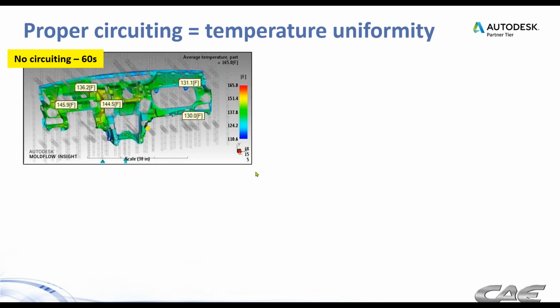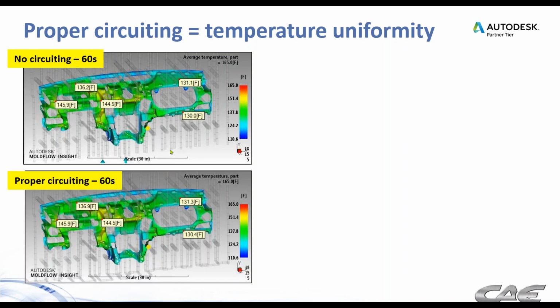And then if we look at the temperature uniformity in the part itself, not just in the coolant, when we have no circuiting, again, that's going to cost us 134 GPM, but very uniform temperatures. We only see about a 14-degree temperature variation, 14, 15 degrees, which is acceptable. When we do proper circuiting at the same cycle time, notice we've got about the same temperature profile. So we didn't lose anything there.